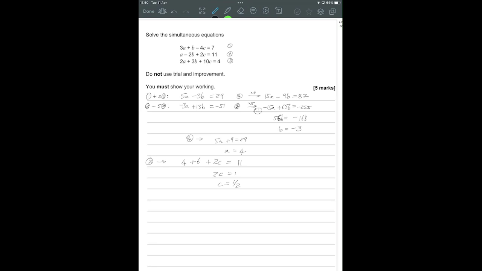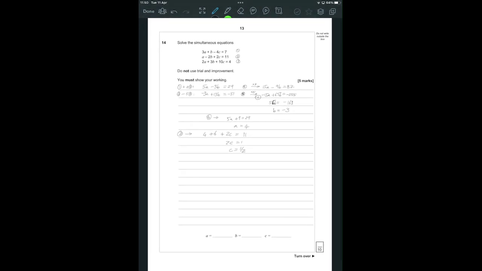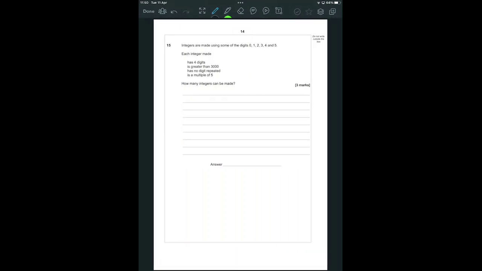Before I actually write them on the outline, I am going to type them into my calculator for equation 1 and equation 3. Equation 1, 3 times 4, subtract 3, minus 4 times a half, hit equals, that is 7. 7 is what I wanted. For equation 3, 2 times 4, plus 3 times negative 3, so subtract 9 plus 10 times a half does give me 4 as I wanted. So I'm incredibly confident that these are my correct values, and I can write them down on the answer line and be happy.